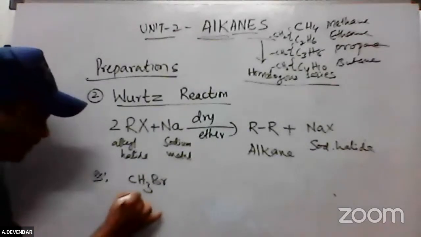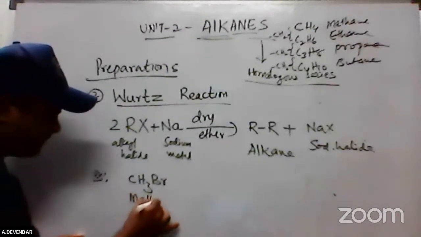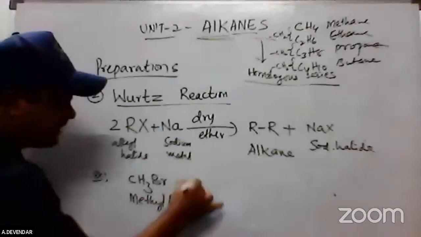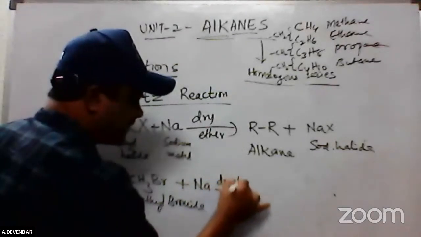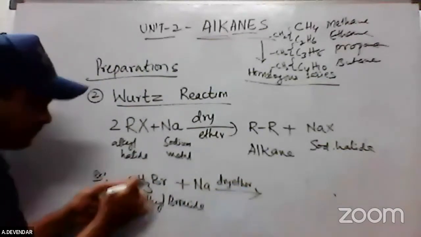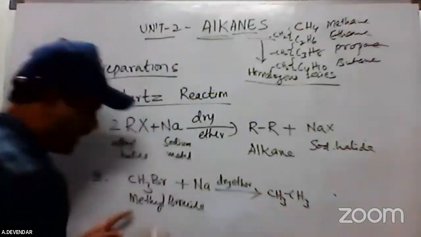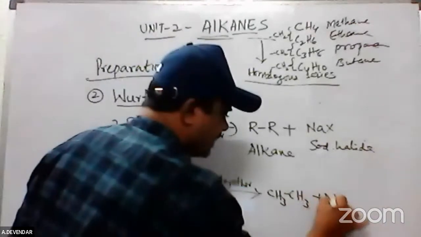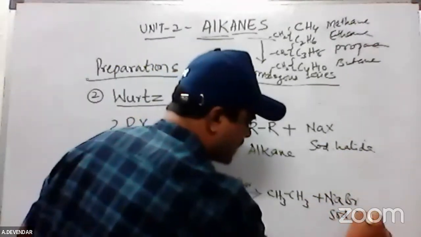What is this? Methyl bromide. One hydrogen is removed from methane, so it is called a methyl. It is a methyl bromide, treated with sodium metal in presence of dry ether. Formation of what? Higher compound, that means CH3-CH3. Next, the byproduct is sodium bromide.